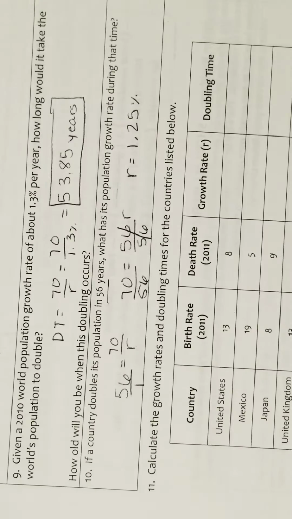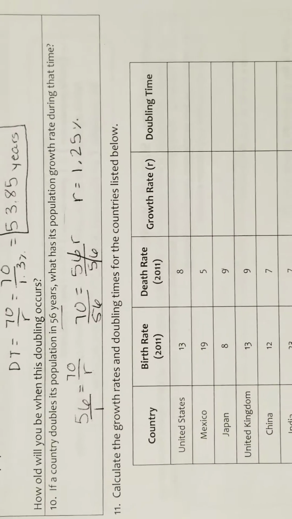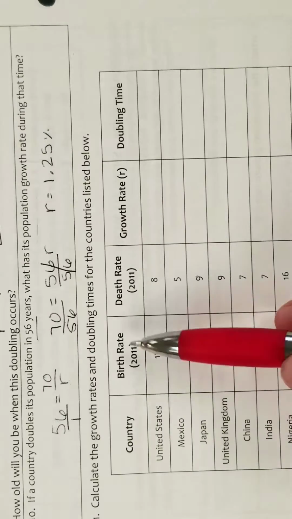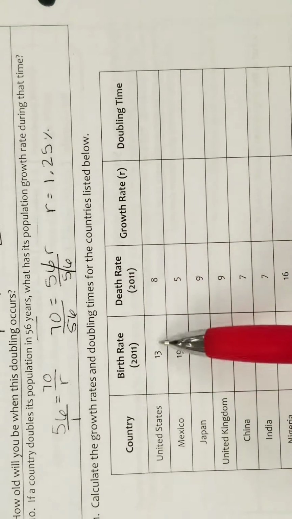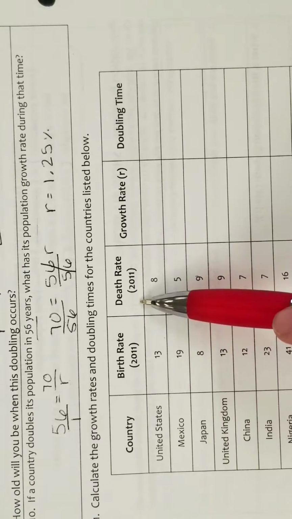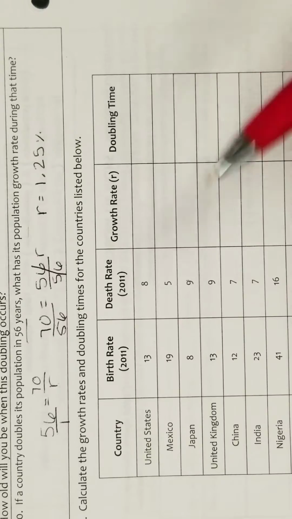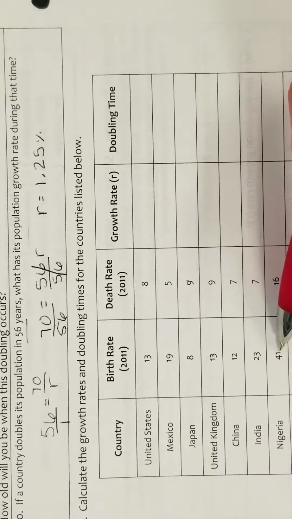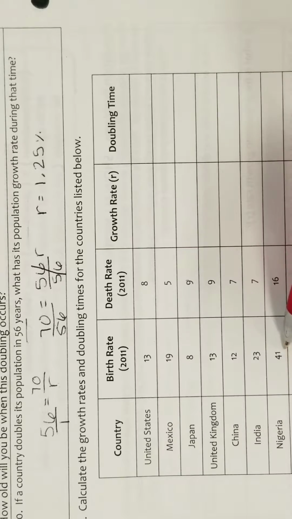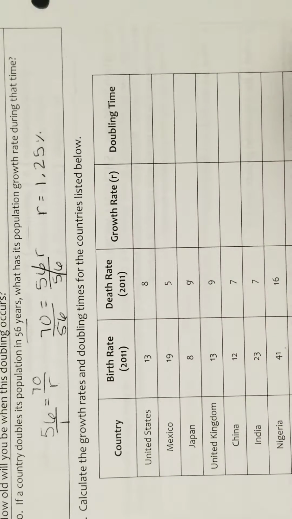All right, on number 11, calculating the growth rates and doubling times for the countries listed below. Again, in MATLAB, I had some questions from students. Given that the birth rate and death rates did not specify whether this was a crude or a percent, I will tell you that if you don't see percent in the heading, assume it's crude. Also, if you look at the values, 13, 19, 23, 41, that would be an extremely high percent of the population having babies every year. So these are absolutely crude birth and crude death rates.